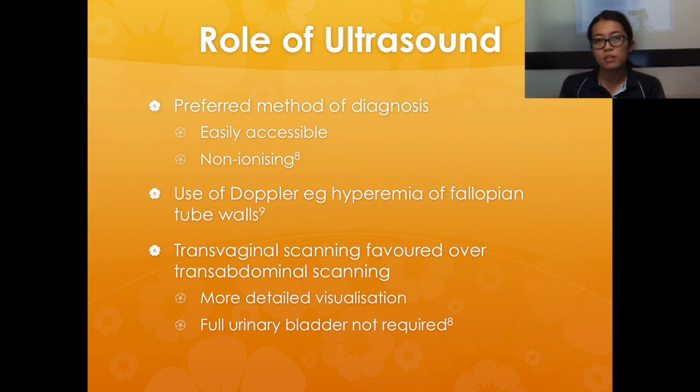Ultrasound is the preferred method of diagnosis for pelvic inflammatory disease, as it is easily accessible and does not utilize ionizing radiation. Furthermore, the Doppler capabilities of ultrasound allow real-time demonstration of blood flow characteristics such as hyperemia of the fallopian tube walls. A transvaginal approach is favored over a transabdominal approach because it provides more detailed visualization of the structures involved. Additionally, transvaginal scanning does not require a full urinary bladder, making it more tolerable than transabdominal scanning for patients with acute pain.